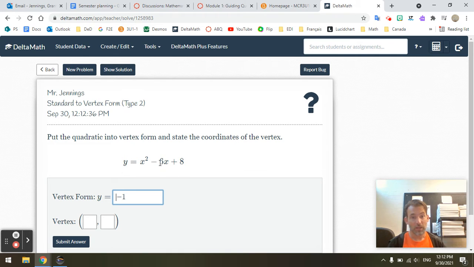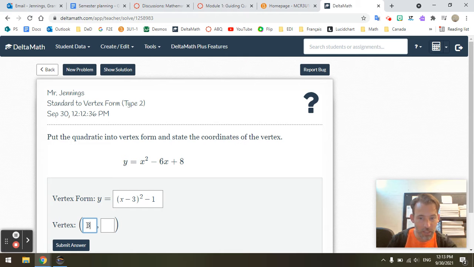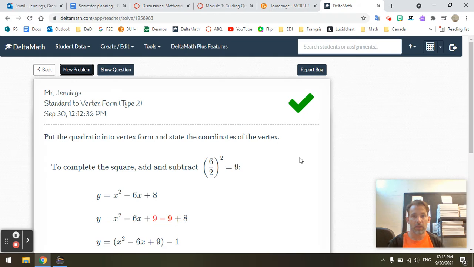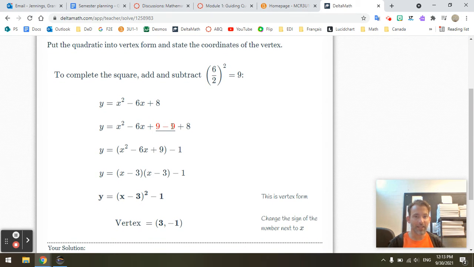Okay, and then I'm going to have over here x minus 3 squared. Okay, and the vertex is at 3, negative 1. Tab, negative 1. Okay, so it's going to show us how to get to a solution, so I'll let it do that. Yay! Okay, so here I added 9 and subtracted 9.